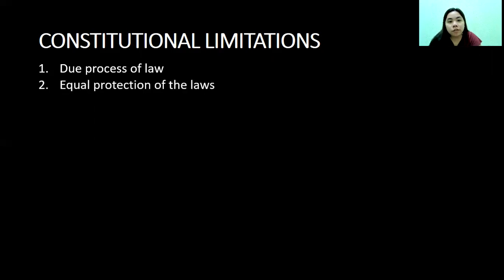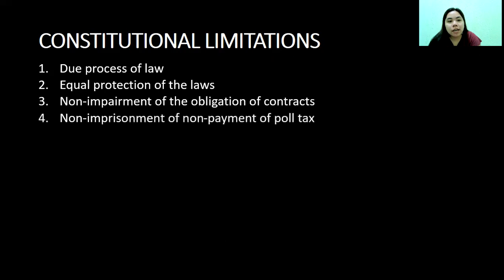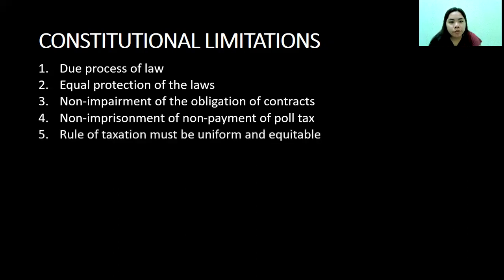Second is equal protection of the laws. Of course, that is stated in our Constitution. Then non-impairment of the obligation of contracts, non-imprisonment for non-payment of poll tax. So far, nobody has been imprisoned for non-payment of poll tax. Poll tax, if you want to know, you can search, I think poll tax is the community tax. Then the rule of taxation must be uniform and equitable. Of course, it must be fair and equitable.